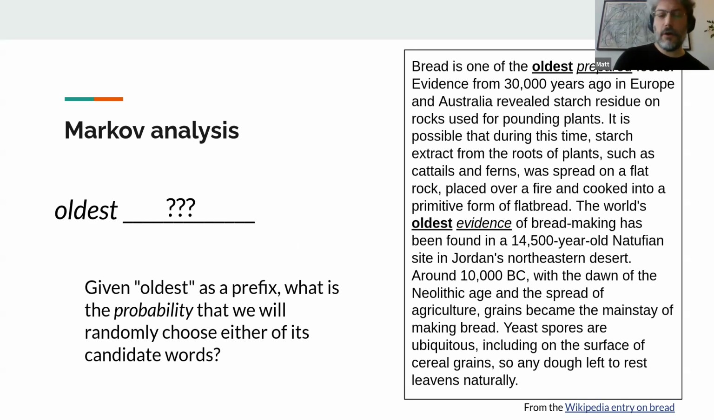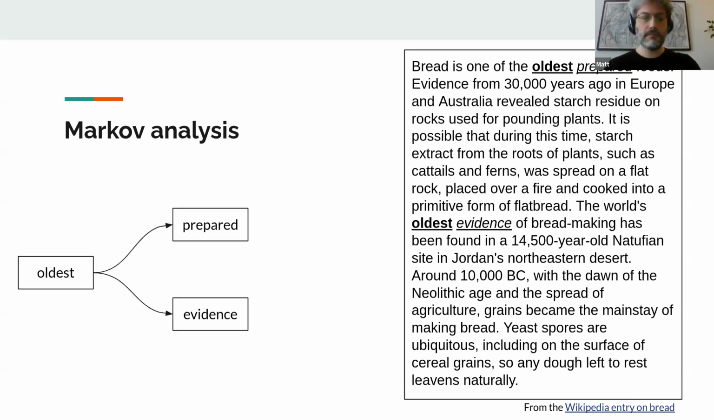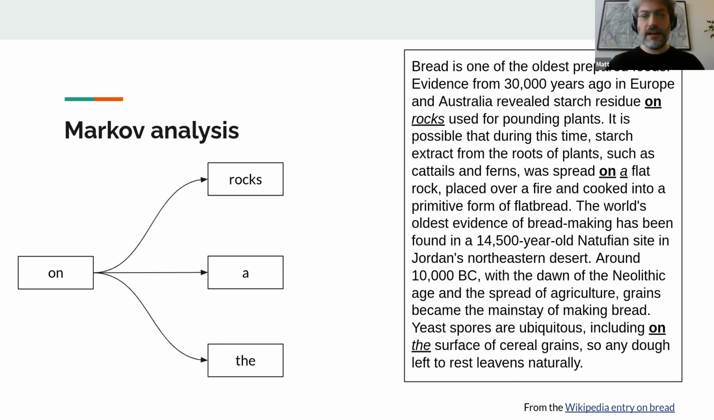Here's a question. Given "oldest" as a prefix, what is the probability that we will randomly choose either of its candidate words? So here's a diagram of what we're looking at. We're starting with "oldest," and we can either choose "prepared" or we can choose "evidence." What are the odds that we pick any one of these as an outcome if we're selecting them randomly? 50%, since there's only two. 50-50. Assuming there's no bias in it, and we'll just use your typical random number generator, we can assume that it's fair. So 50-50, yes.